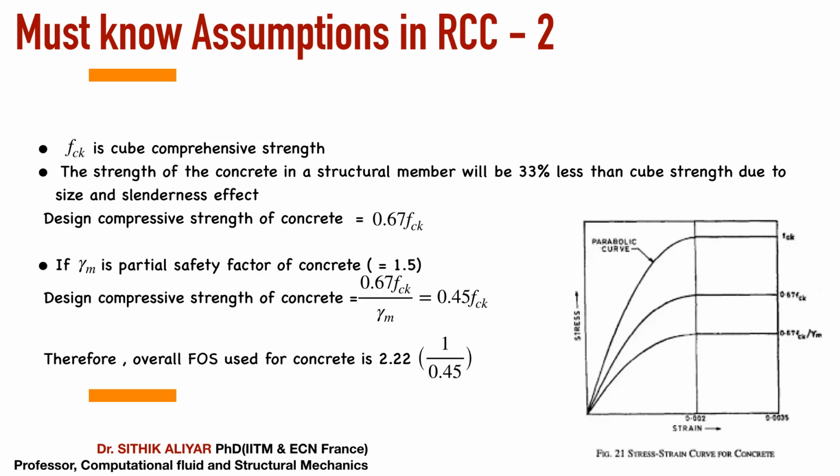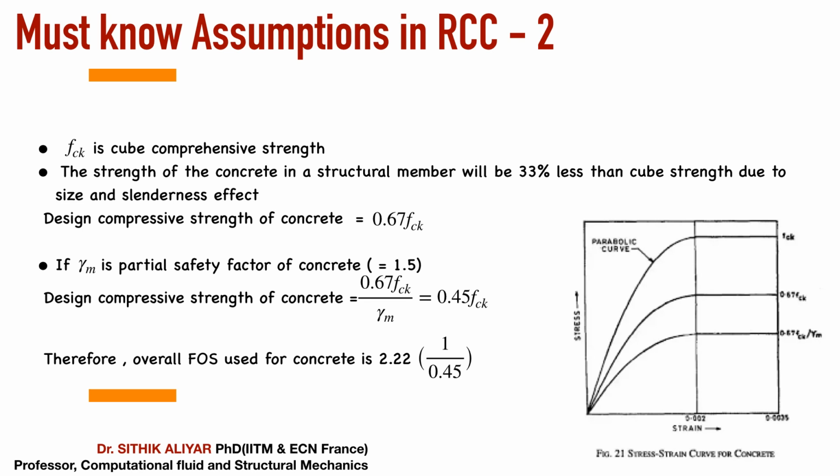For a cylinder, the circle will be very small compared to its length direction. If I increase the slenderness ratio, I won't get the same 20, I will get somewhere around 16. If I keep increasing the cylinder length to 2 meters, 3 meters, at a certain level you will see that I will get only 0.67 times FCK.